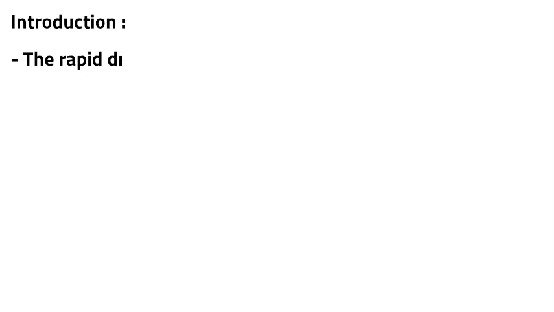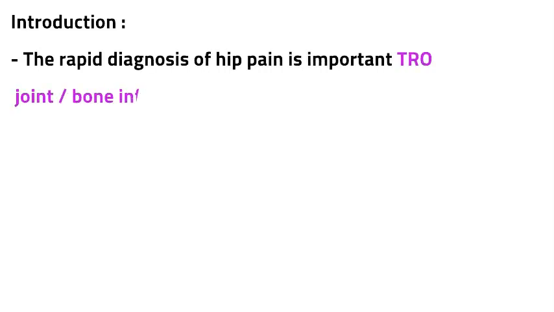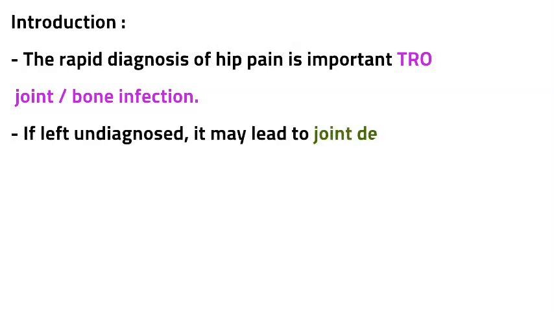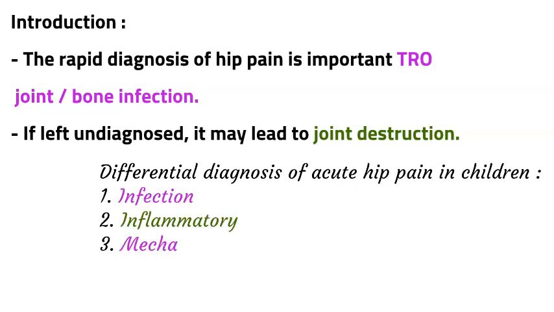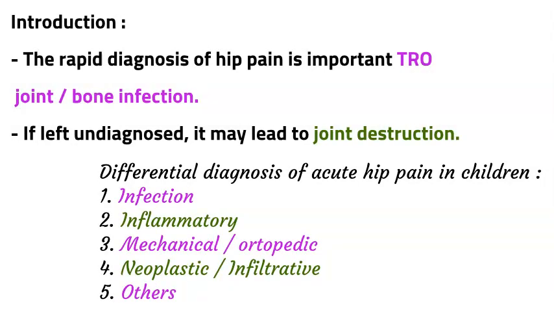Introduction. The rapid diagnosis of hip pain is important to rule out joint or bone infection. If left undiagnosed, it may lead to joint destruction. Differential diagnosis of acute hip pain in children includes: 1. Infection, 2. Inflammatory cause, 3. Mechanical or orthopedic causes, 4. Neoplastic or infiltrative cause, and 5. Others.